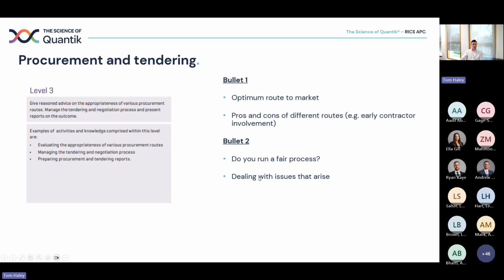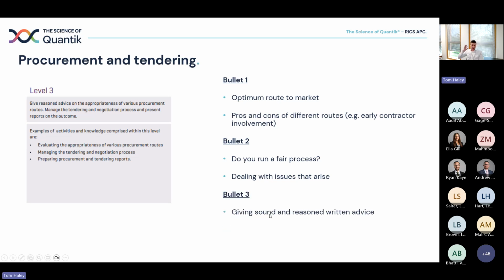How do you deal with issues that arise? So somebody issues a tender late. What advice do you give to the business or the project team about how to deal with that? Do you discount it? Do you allow it? Why would you do one over the other? It might depend on the situation, but how are you dealing with those issues?